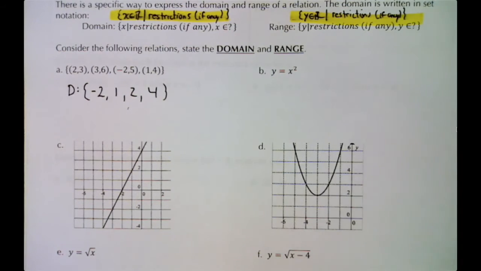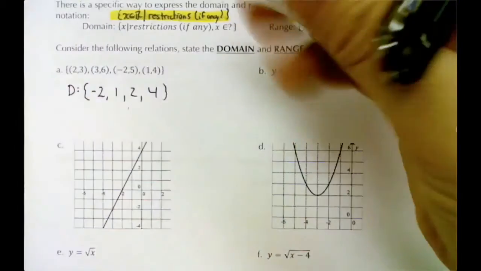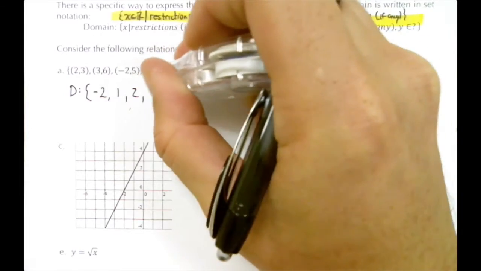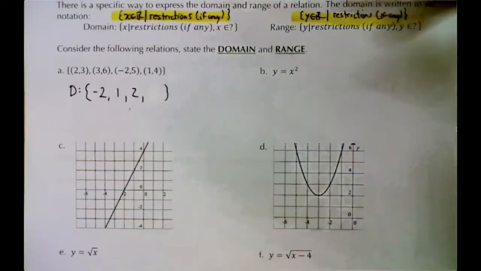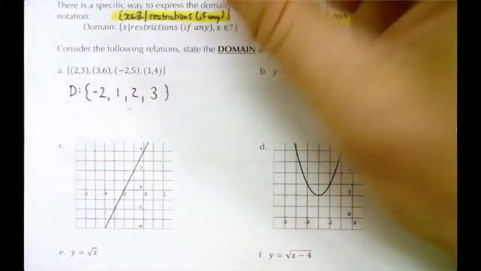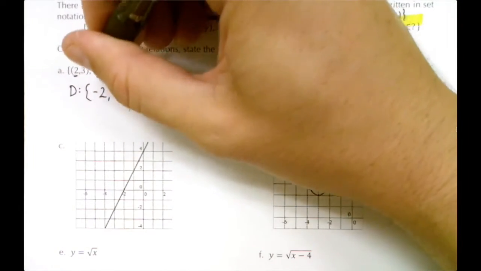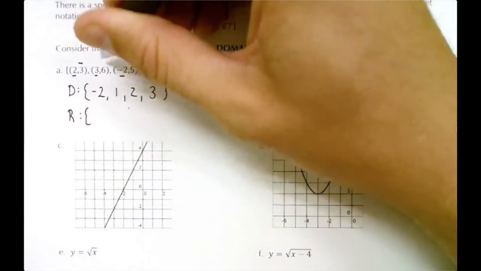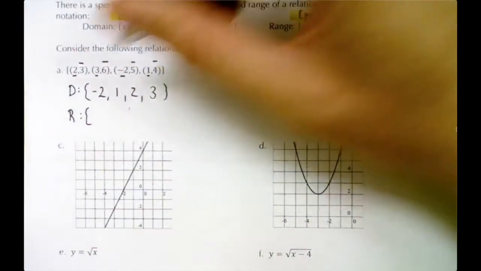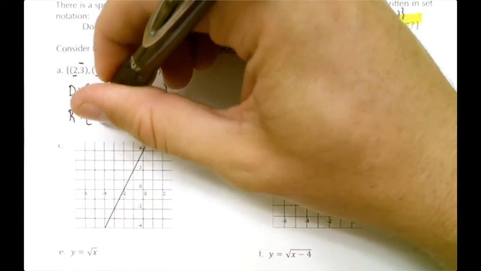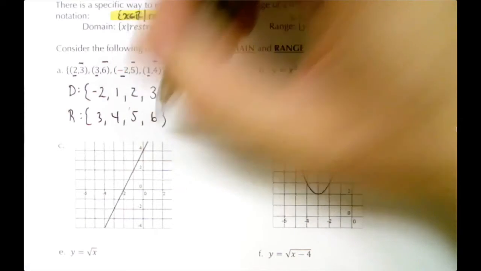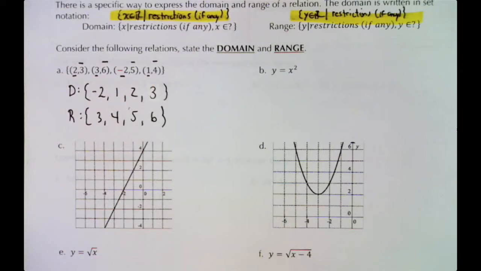I made a mistake. It's not 4, it's 3. -2, 1, 2, and 3, not 4. There we go, because our x's are the first number. And our y's make up our range. We have 3, 6, 5, and 4. In increasing order, we have 3, 4, 5, and 6. And there we go.